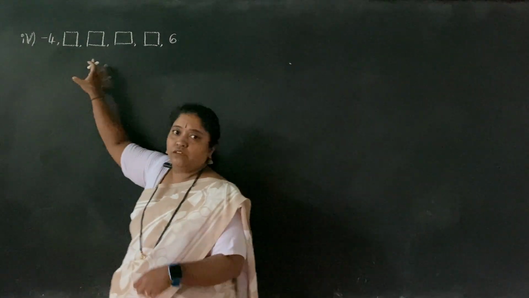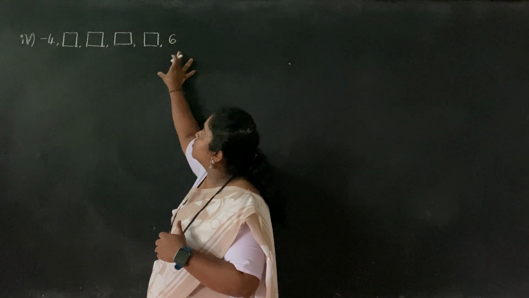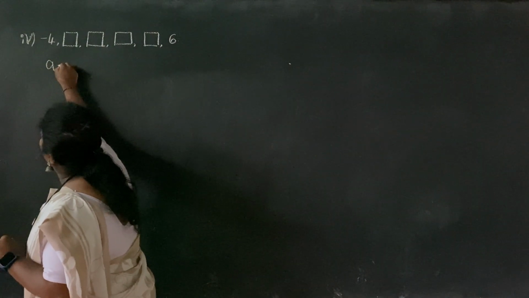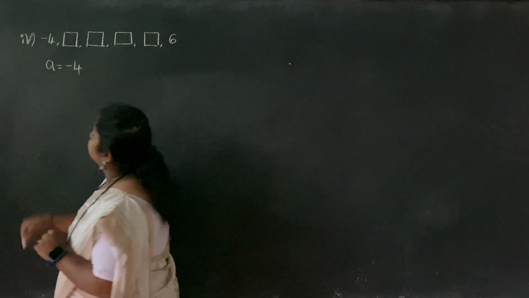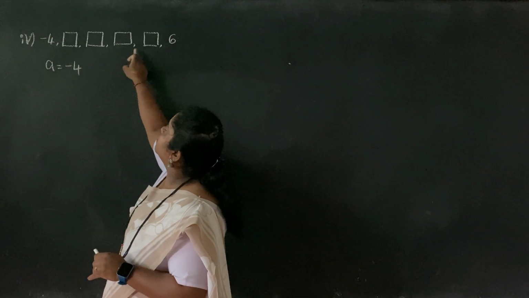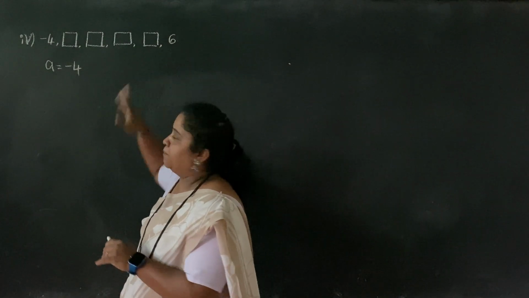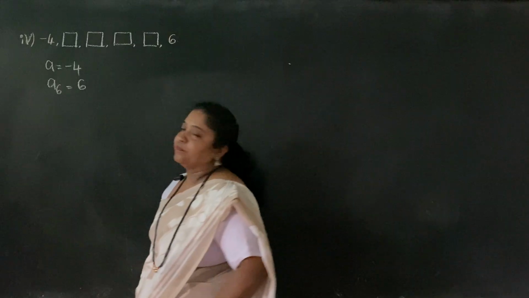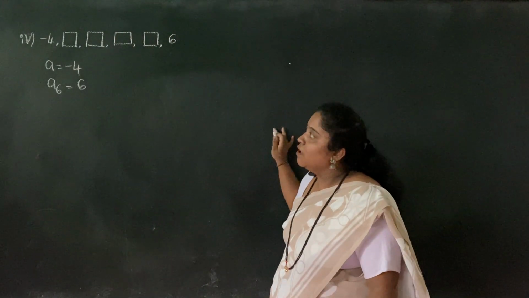Look at the next question. Minus 4 comma box comma 6. Now this is the first term. What all is provided here? A is provided, that is minus 4. And you just see first term, second term, third term, fourth term, fifth term, sixth term. So I'll be writing A6 is equal to 6, isn't it, dear? A6 is equal to 6.